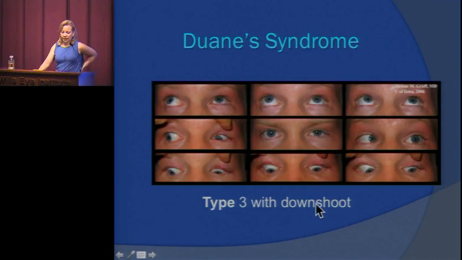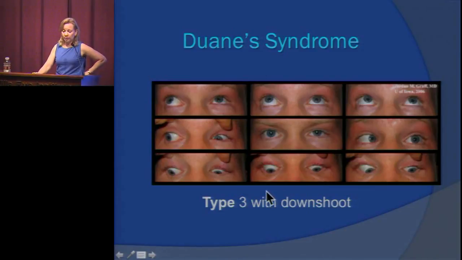Here's showing another Duane syndrome, and this is type 3 with downshoot. Look at the left eye here. When they go into adduction, they can't fully adduct that eye, but you see the significant downshoot that occurs. And these could get fairly gross appearing with very significant upshoots or downshoots. Obviously, those need to be surgically corrected.